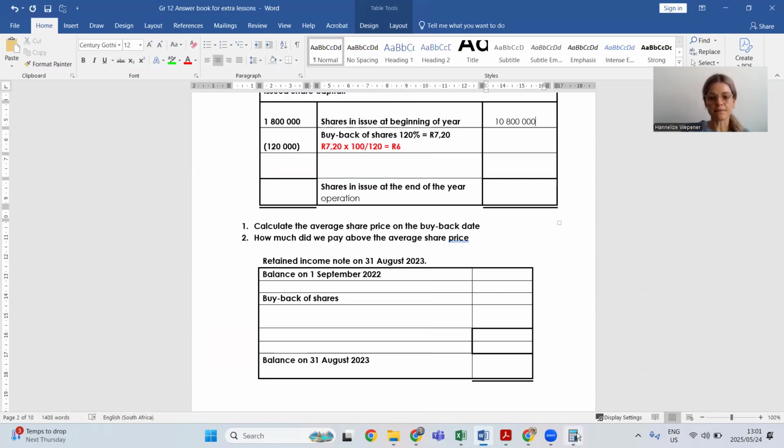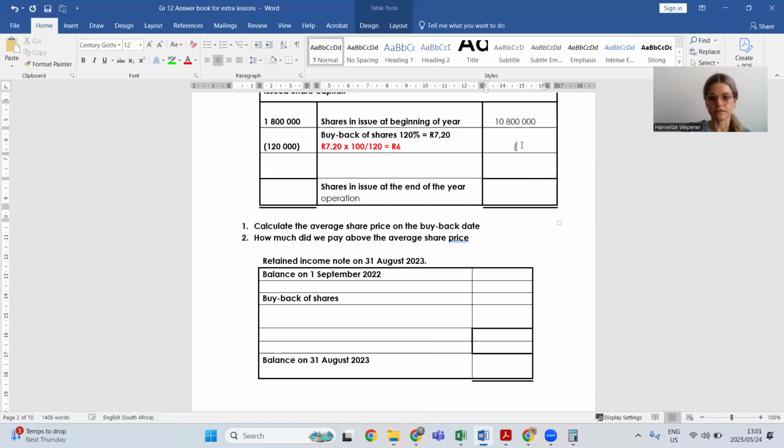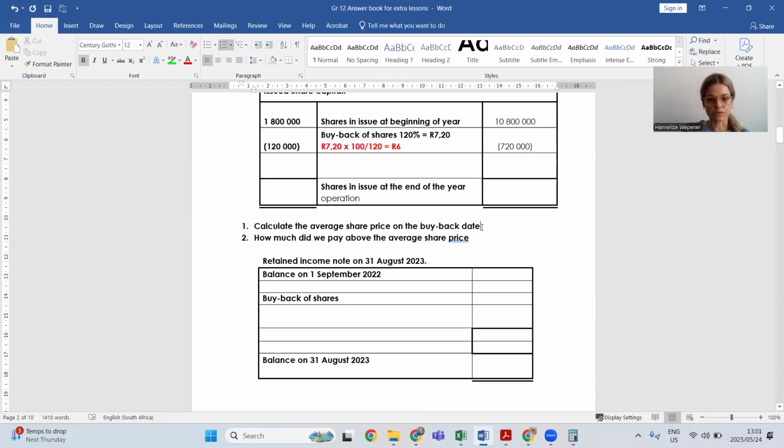And then there was a buyback of 120,000 shares at 6 Rand, so 720,000. Remember, it's in brackets because I'm saying I'm removing this. These shares are no longer in issue. So this is the first one, 720,000 Rand that I have to pay.